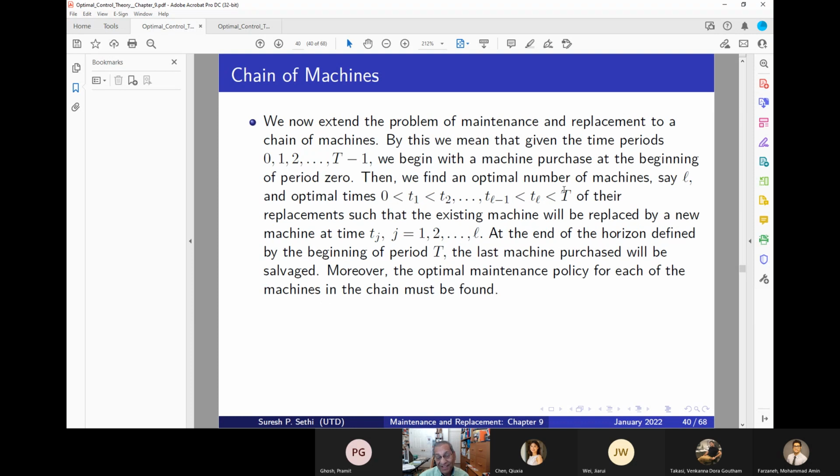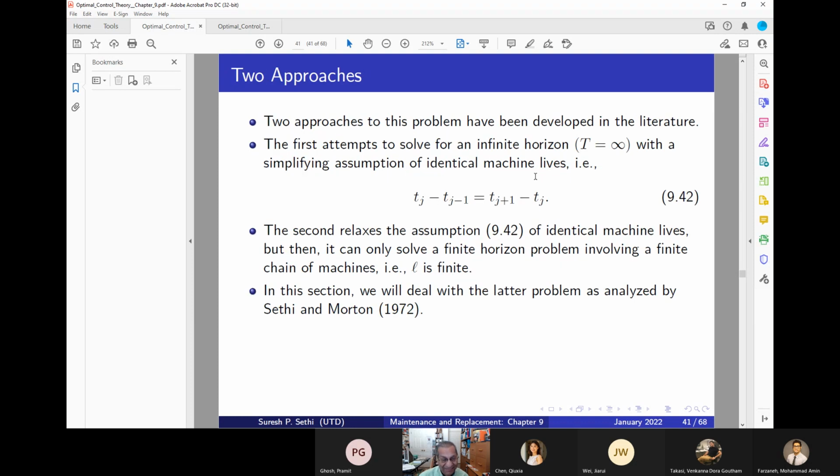This is the only coin toss I ever won in my life. I got the coin toss. The paper is now Sethi and Morton instead of Morton and Sethi, because of a coin toss.